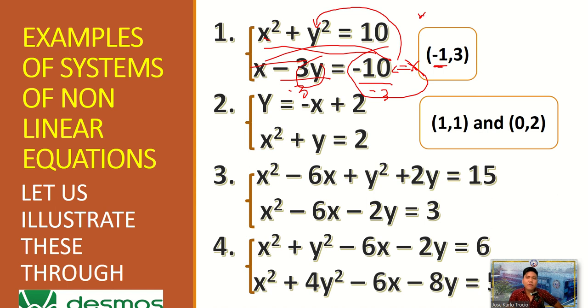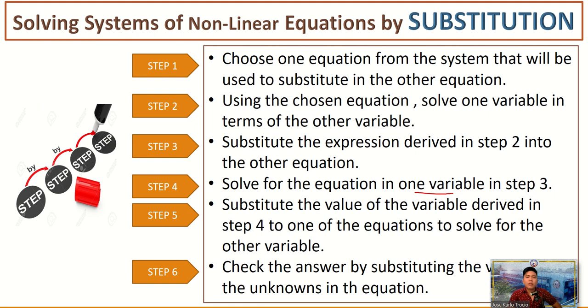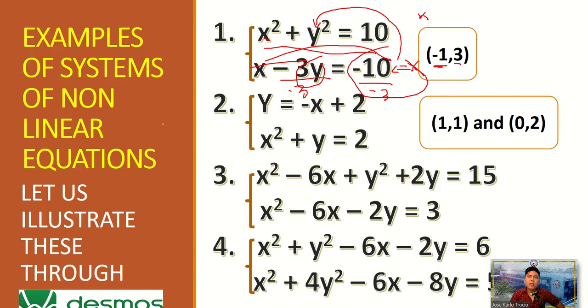And if you have the value of x, what about the value of y? How to solve this? Very simple. That is step number 5. Substitute the value of variable derived, which is x, -1, derived in step 4 to one of the equations to solve for the other variable. So you can substitute -1 to either of these equations.